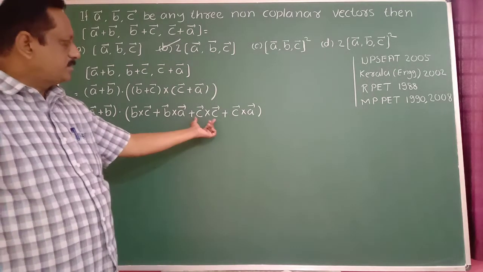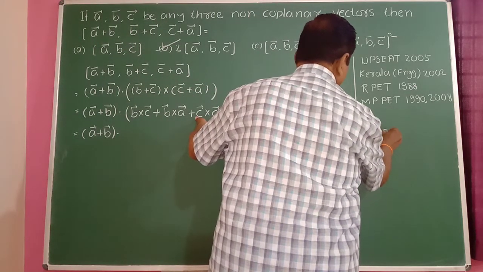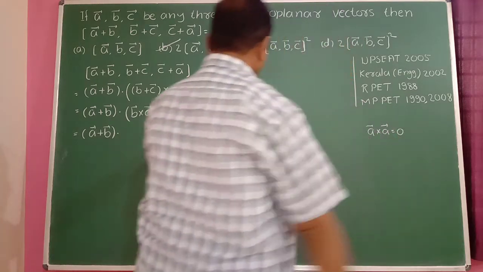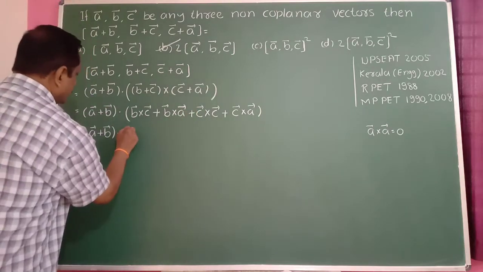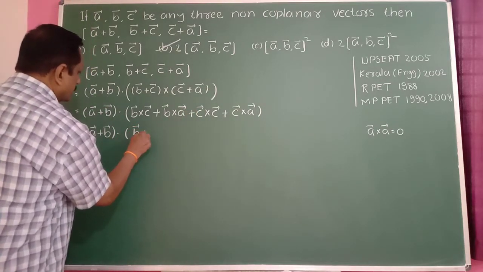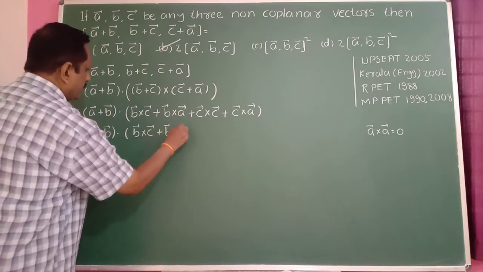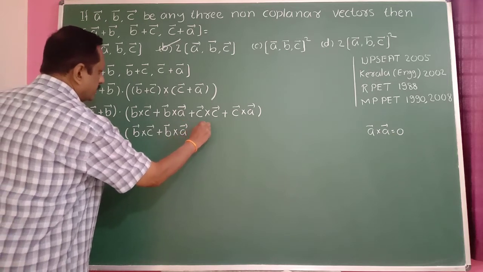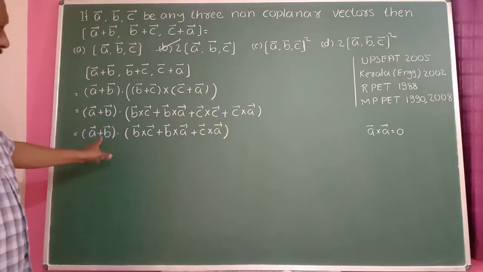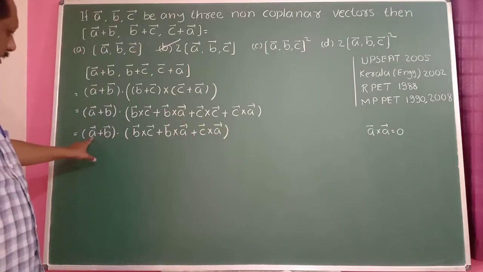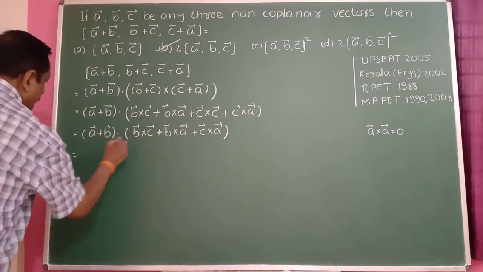So c bar cross c bar is 0, because it is a property of the cross product, a bar cross a bar is 0, hence c bar cross c bar is also 0. Hence we get b bar cross c bar plus b bar cross a bar plus c bar cross a bar. Then multiply with the dot product: multiply a bar with these three terms.